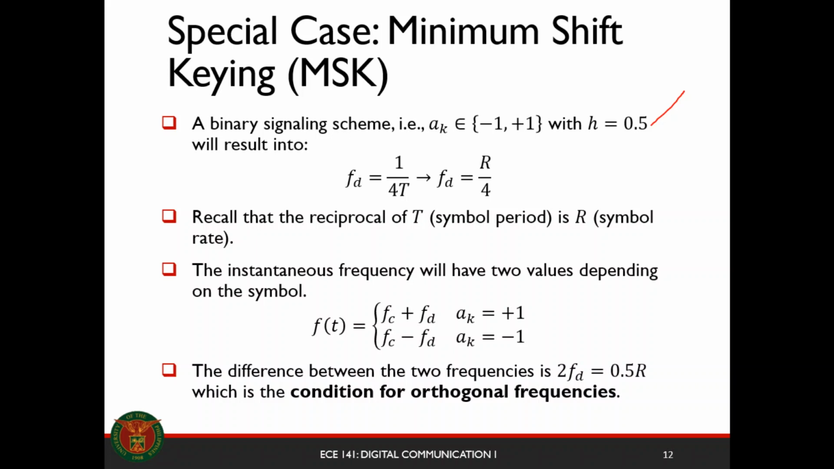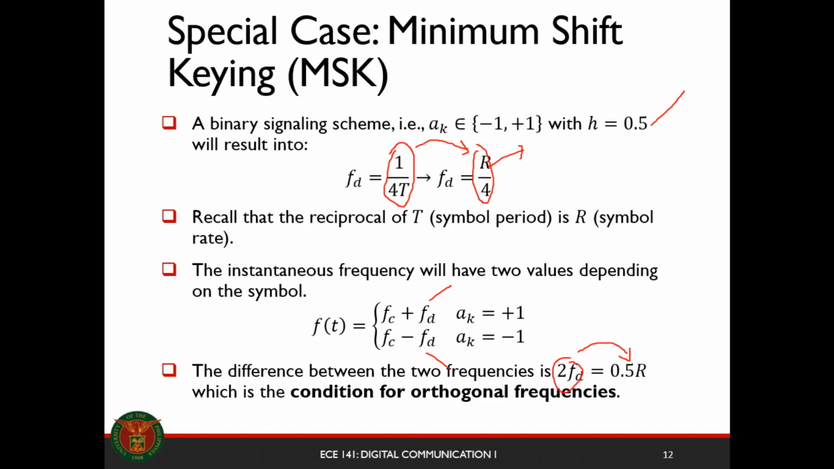So that would mean your peak frequency deviation is 1 over 4T, and that results in the symbol rate divided by 4. Okay? The instantaneous frequencies will have two values depending on the symbol: Fc plus Fd or Fc minus Fd. If we take the difference between these two frequency points, we can see that their difference is 2Fd, that is 1/2 your symbol rate, which is the condition that we need to make FSK signals orthogonal.